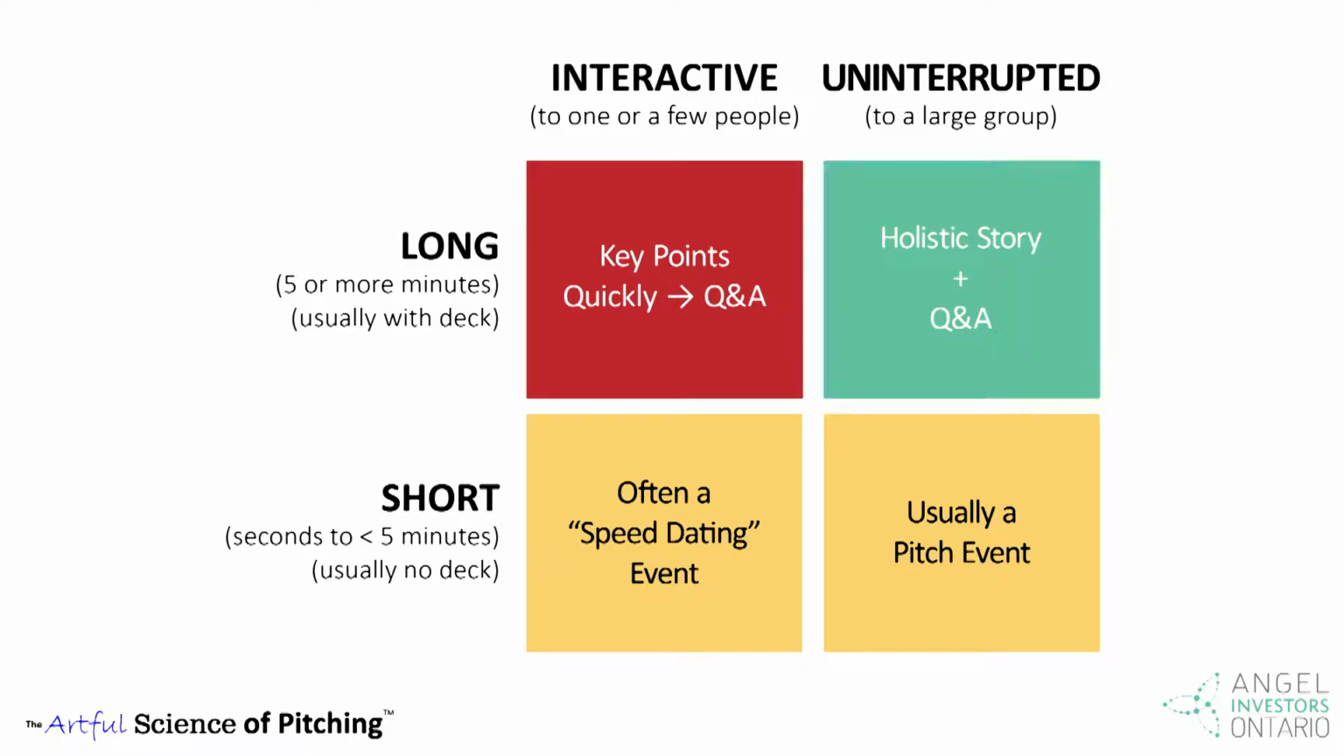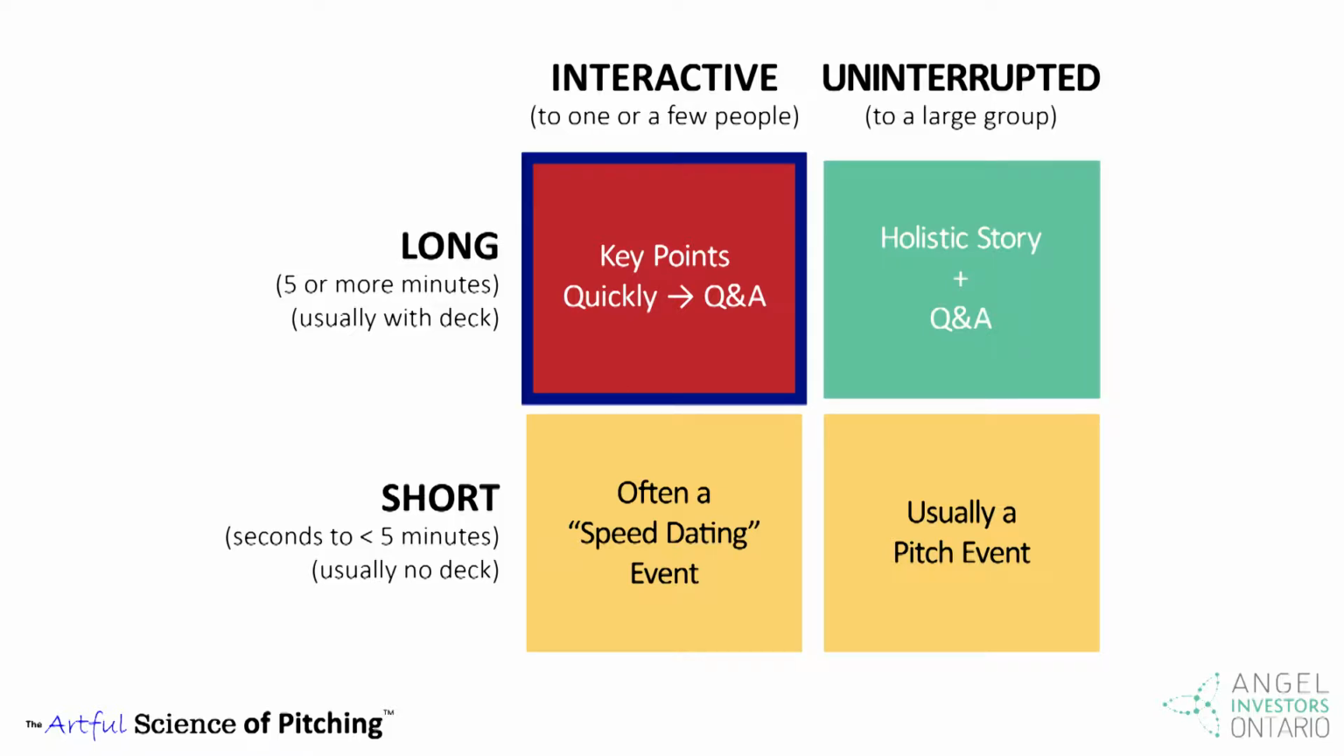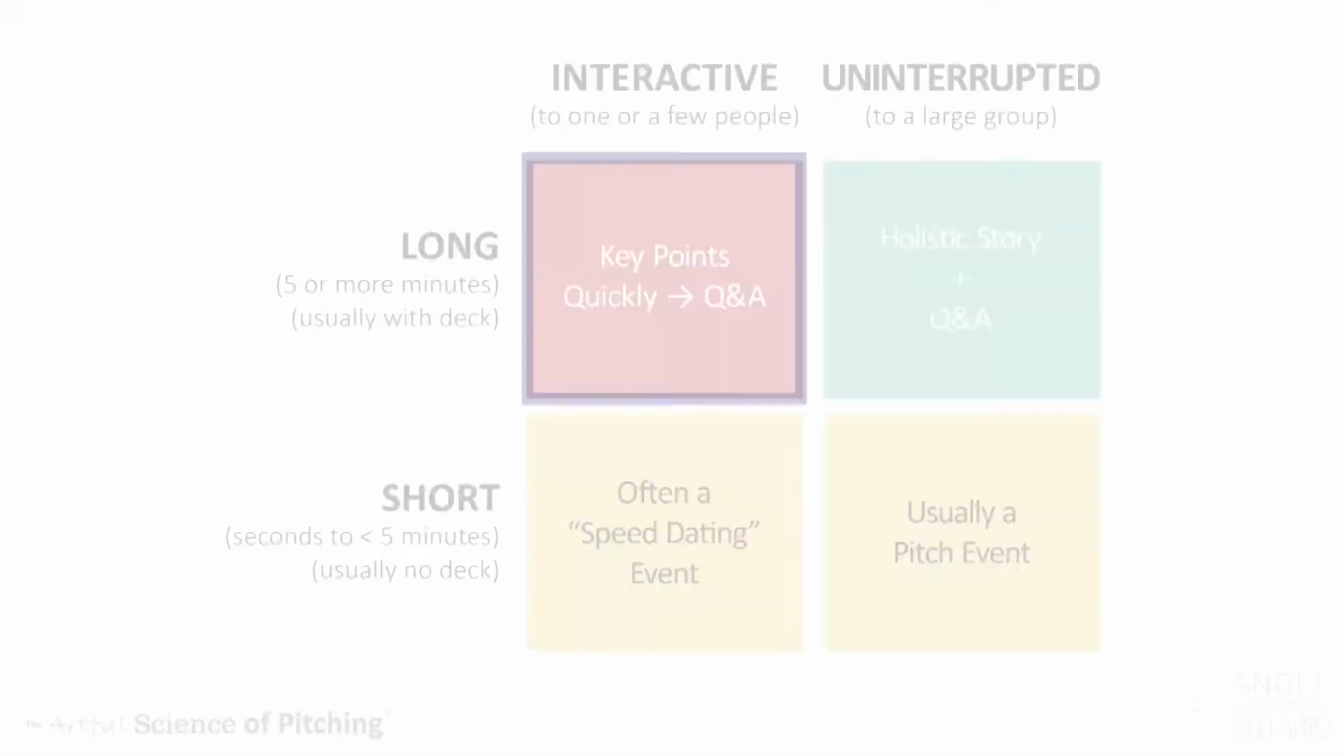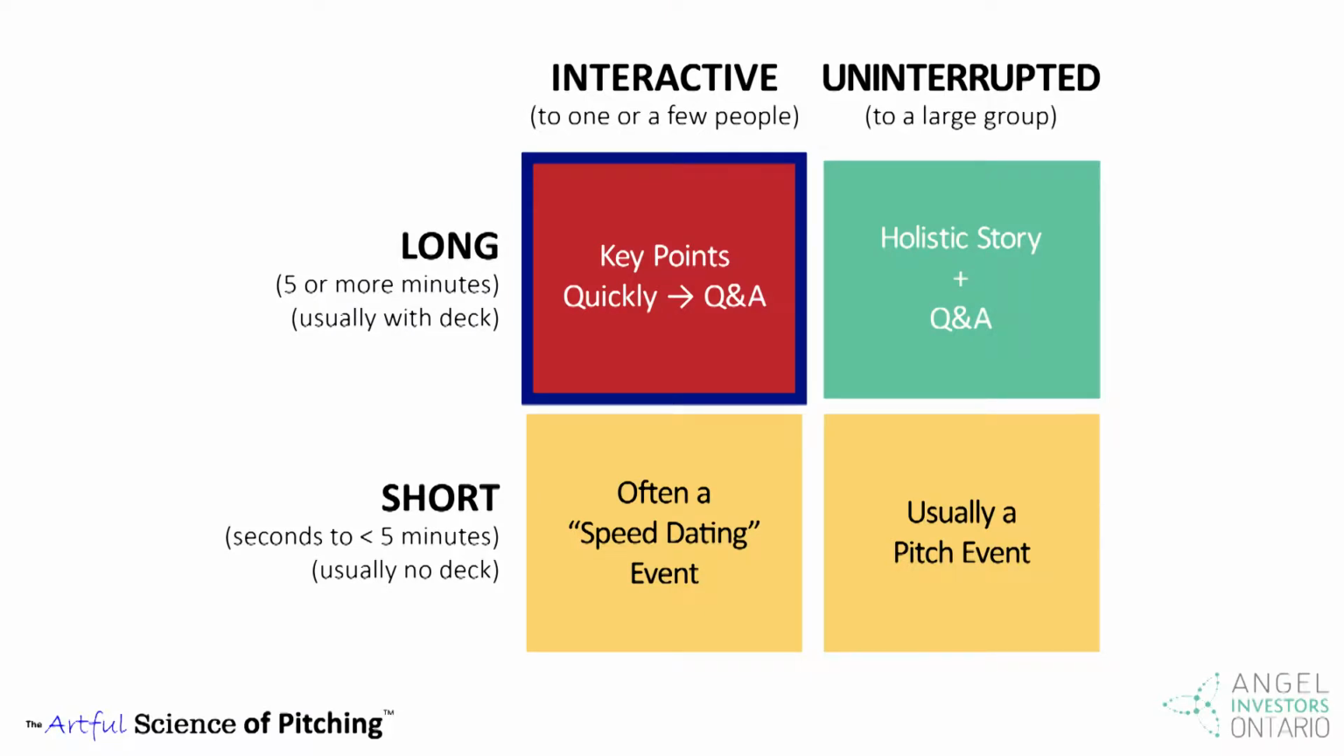In contrast, in the red box is an interactive kind of pitch. The secret for success in those kinds of scenarios is deliver the important information up front very quickly. The reason it's red is those are the toughest to do. They're the most unpredictable, and yet you have to be on your game and know all your material.